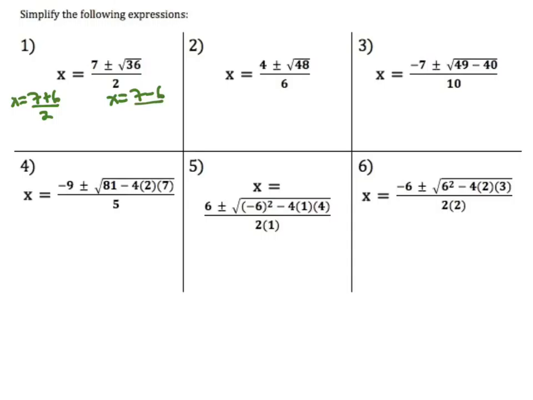So this one was pretty easy. We had x equals 7 plus 6 and x equals 7 minus 6. Oh, sorry, both over 2. So we had x equals 13 halves and x equals 1 half. Okay.